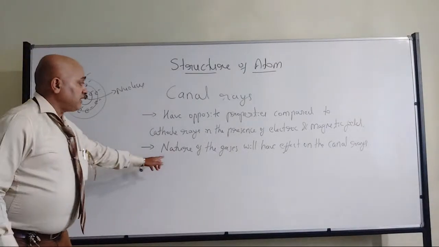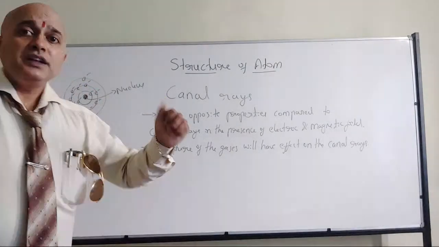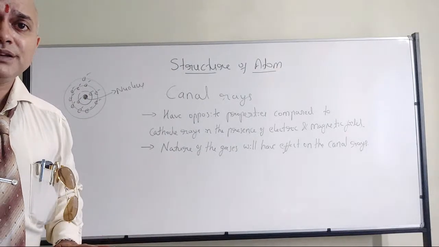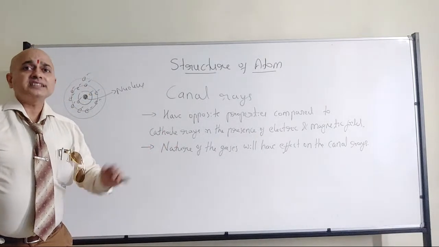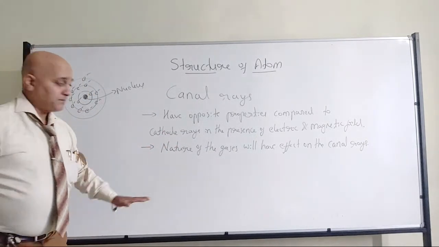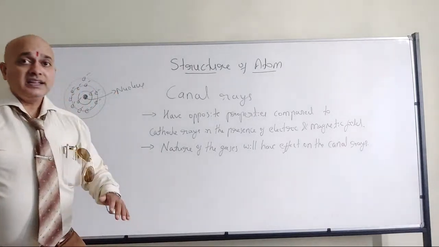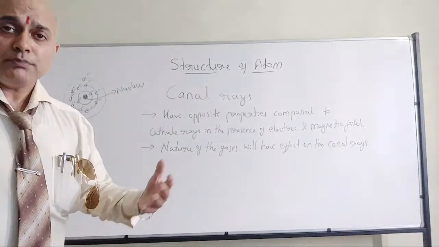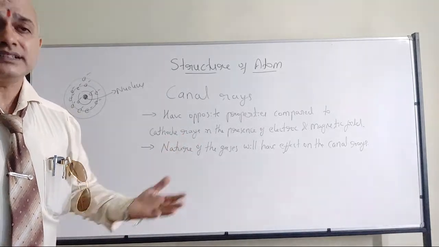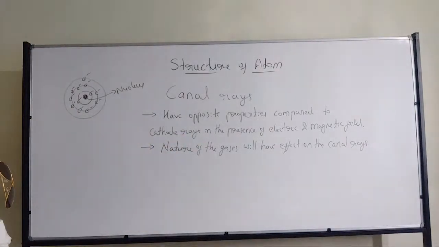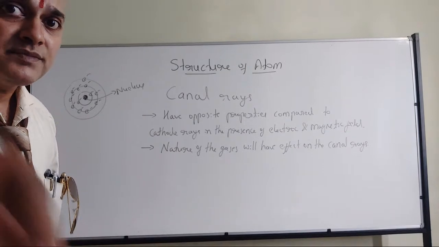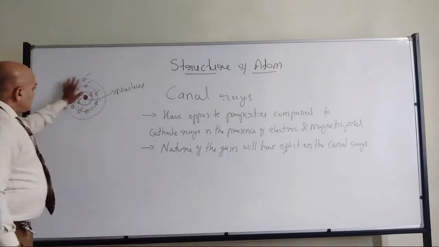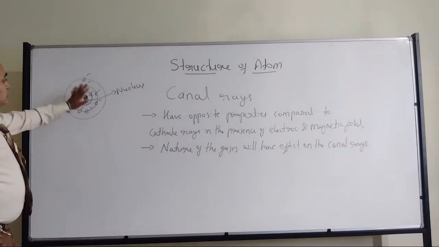Next, when it comes to cathode rays, whichever type of gaseous molecules is present will not have any impact on the cathode ray properties like charge and mass. They remain the same. But canal rays have different properties. I am talking about charge and mass, nothing else. The nature of the gases has an effect on the properties of the canal rays. So to answer that, Manjunath, to understand that, you should know this.